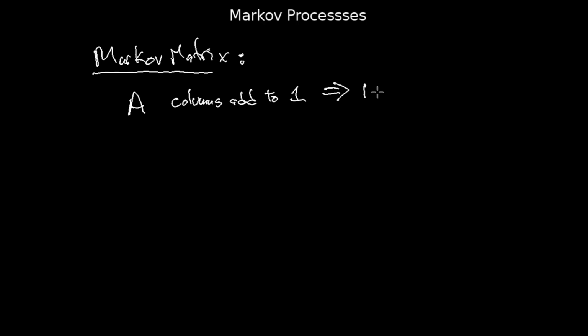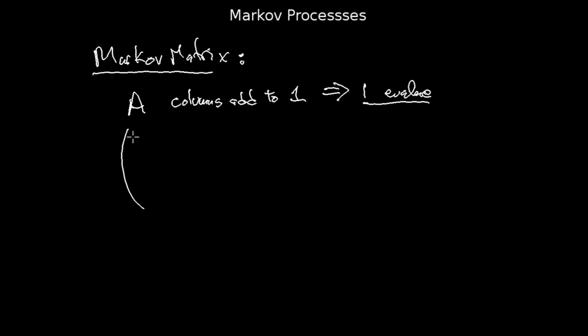Well, let me just mention one fact about these Markov matrices, which is that if you have a matrix A where the columns add to 1, that alone, that very fact tells you that 1 is an eigenvalue. It's kind of neat. Why is that?